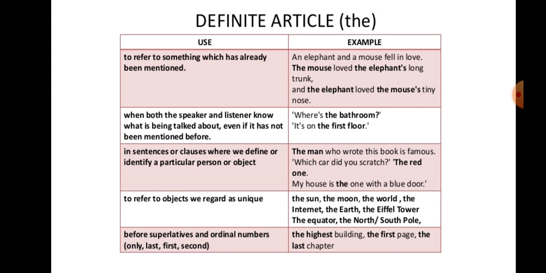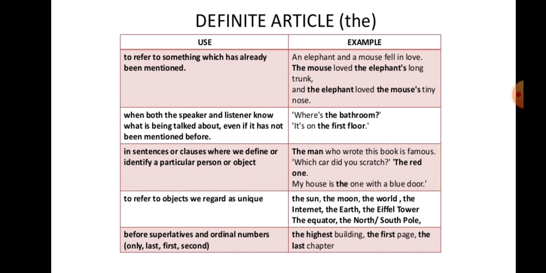Now I'll question, I am the speaker, so I ask where is the bathroom, because I want a specific place, the bathroom. So you will answer that it is on the first floor, because we both already know about it. So specifically we are asking a question and you are giving a reply about a specific place, so we will use definite article.